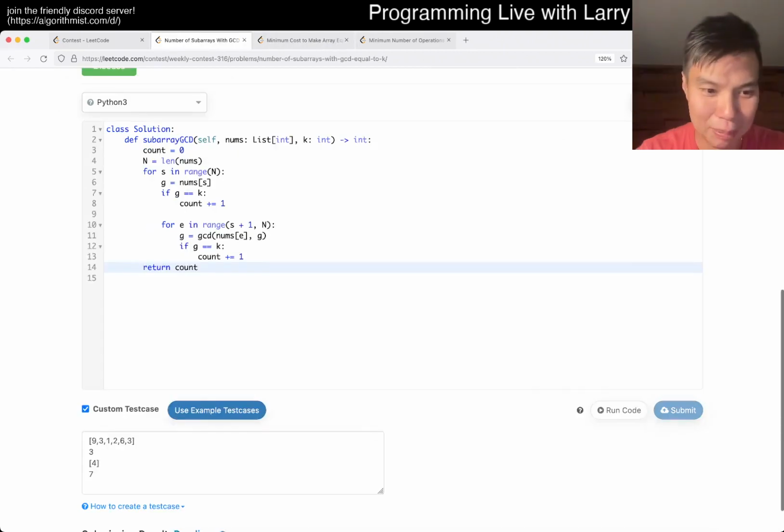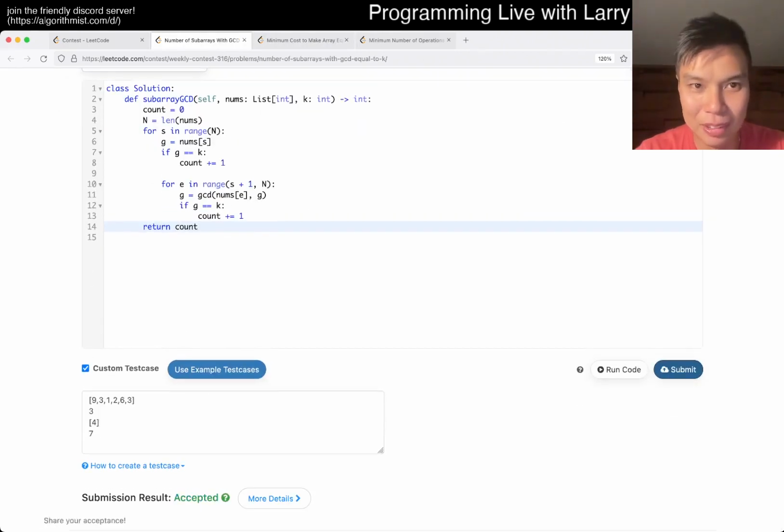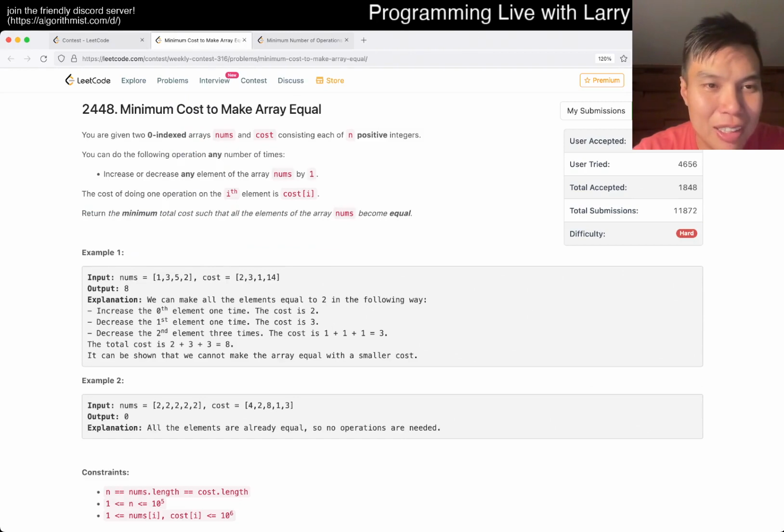Next, inputs. But okay, got that one. Okay, minimum cost to make array equal. Okay, what does that mean? Nums and cost of n positive integers and do the following. Okay. And then the cost of doing one. Okay. Decrease one time.